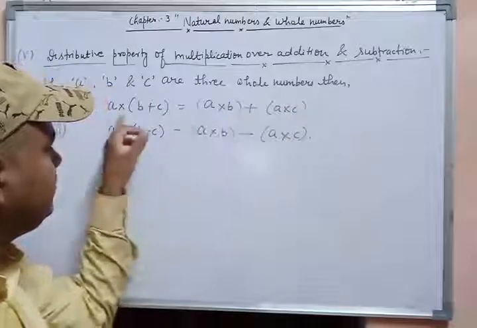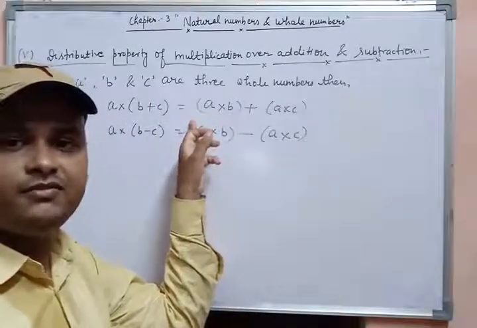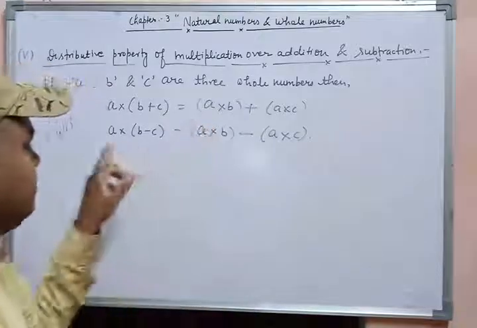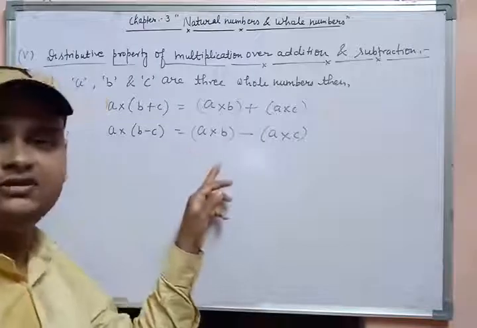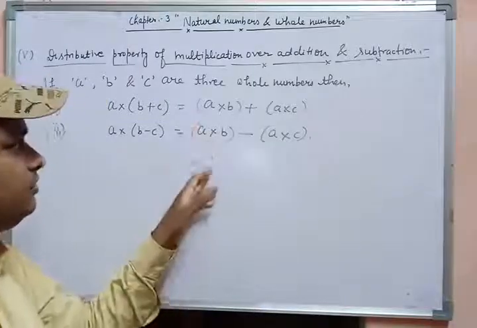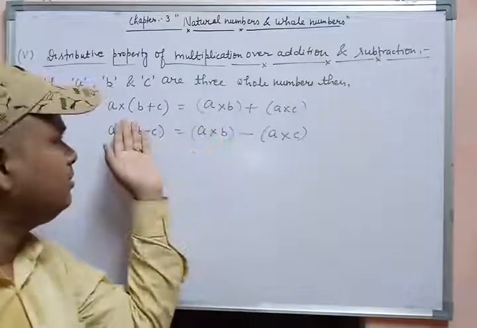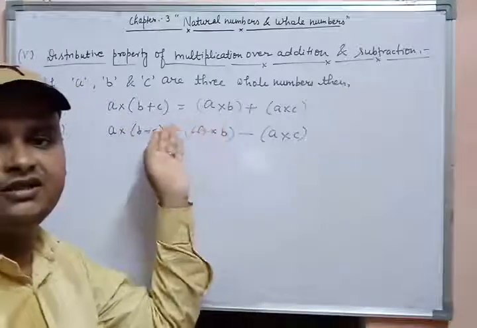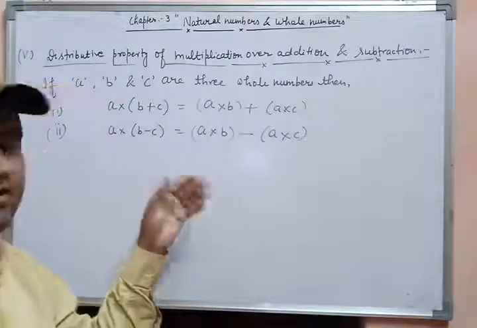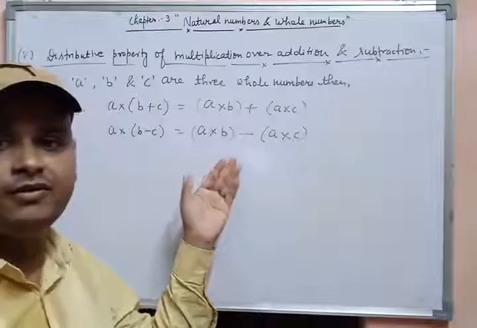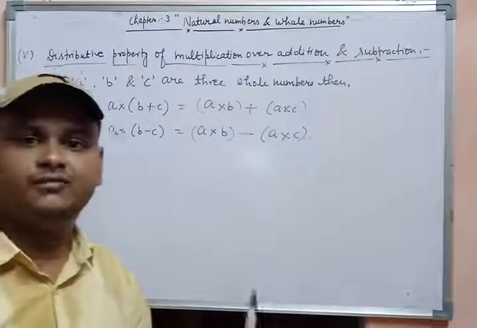The first property is called the distributive property of multiplication over addition, and the second property is called the distributive property of multiplication over subtraction. If we take three whole numbers and put them in both sides, LHS and RHS, then we will get the same result. Okay, so now moving to our next numerical problem. Before moving on, pause the video to note it down in your copy and take a screenshot.